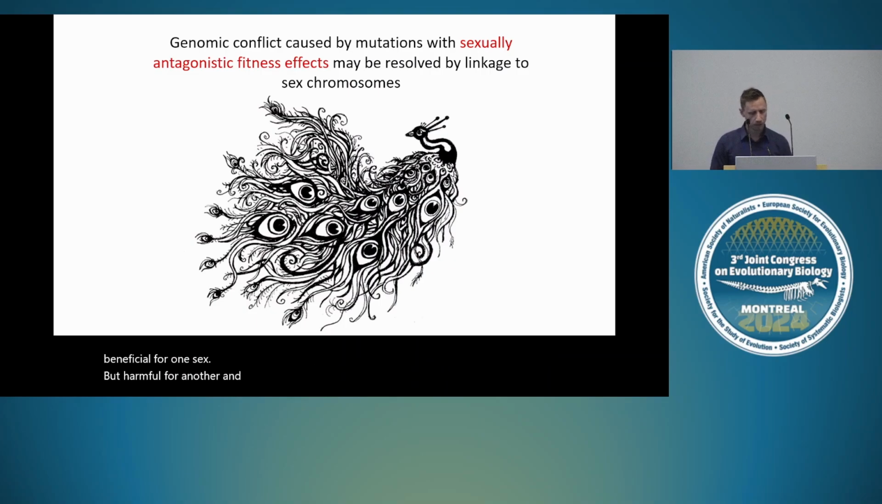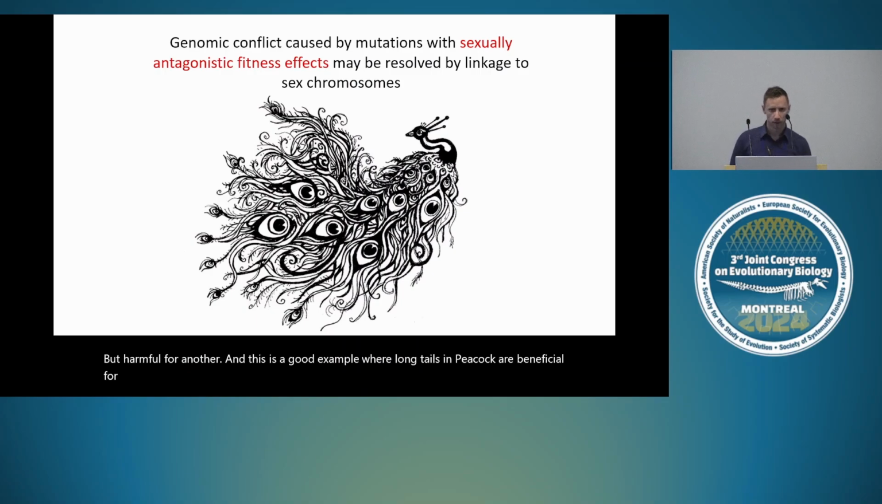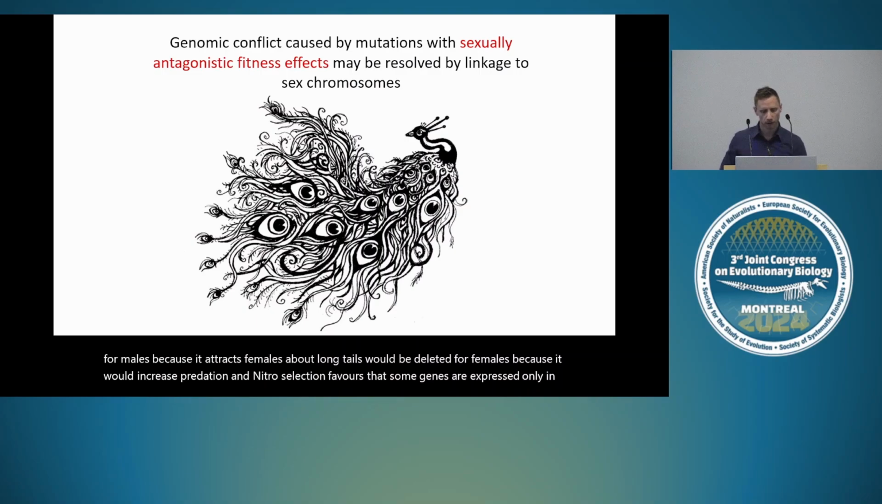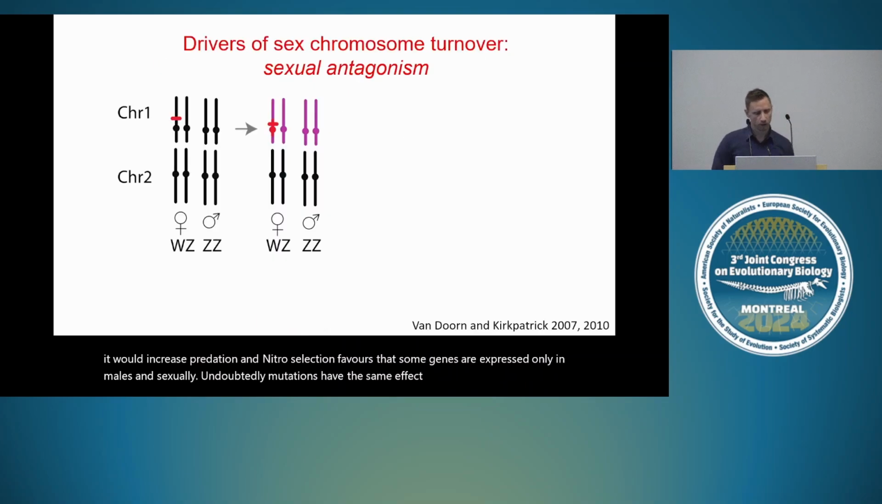And this is a good example where long tails in peacock are beneficial for males because it attracts females. But long tails would be deleterious for females because it would increase predation. And natural selection favors that some genes are expressed only in males, and sexually antagonistic mutations have the same effect. So sexual antagonism can drive sex chromosome turnover in the following way.